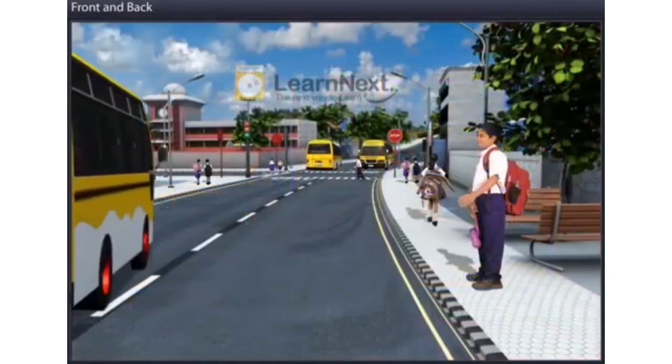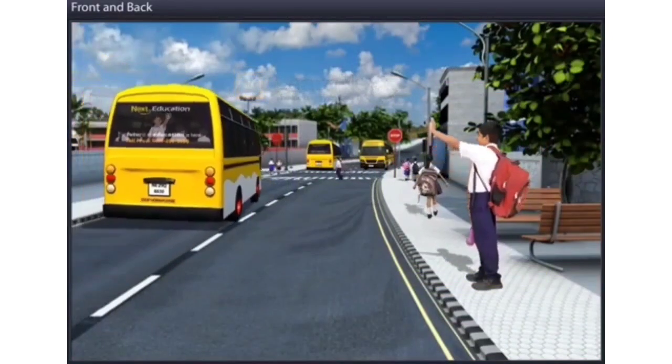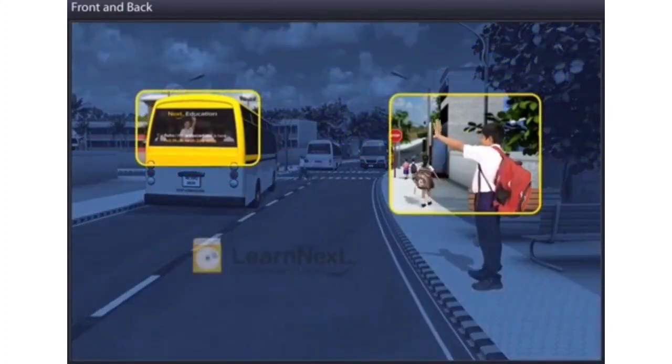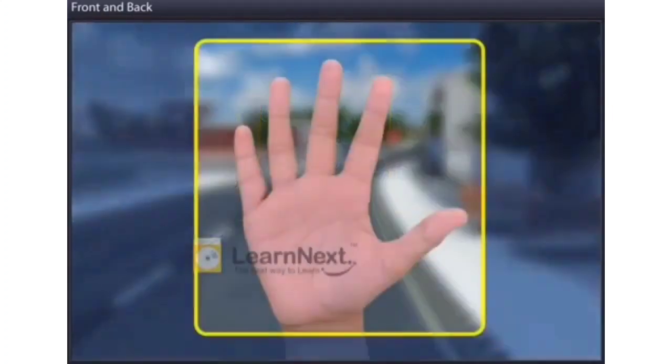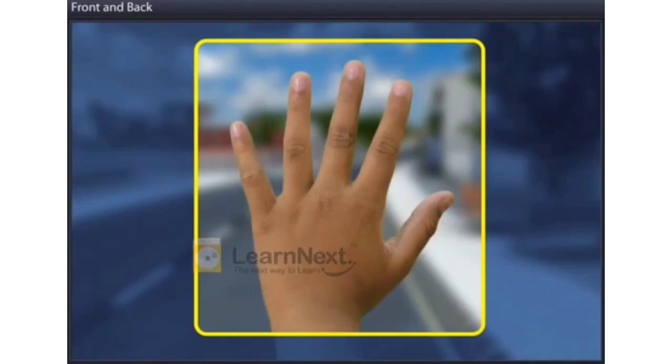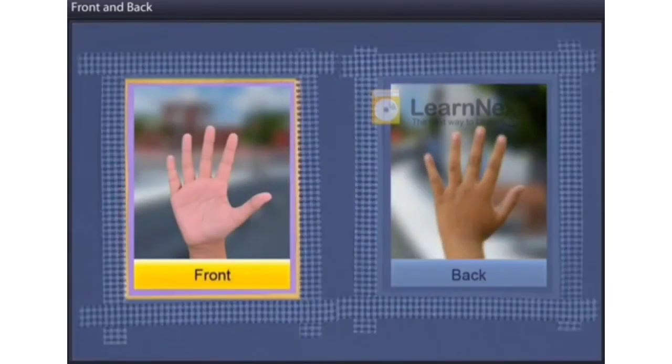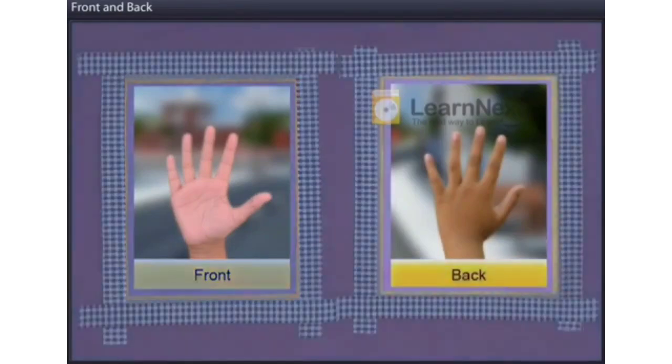There are many children going to the school. Look at these children waving their hands. See this hand? This is the front side of the hand. And now look at this hand. This is the back side of the hand. This is the front and that is the back side of the hand.